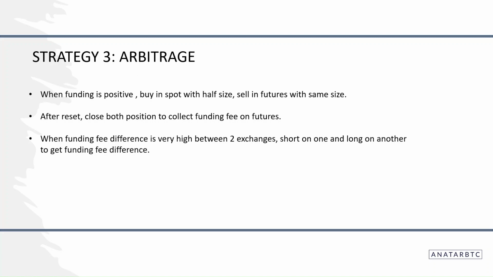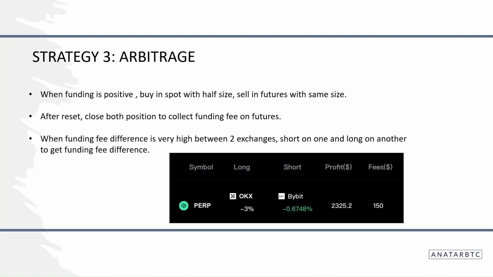Now you won't lose anything from buying and selling, but you'll collect the funding fee. This arbitrage strategy is useful if your position size is bigger. And the second way of using arbitrage trading is when the funding fee difference between two exchanges is very high, you can short on one and long on another, and then close both positions at the same time to get the funding fee difference. For example, a few days back when perp was pumping, on OKX its funding was -3, but on Bybit it was -0.67. So we can use this to our advantage here.